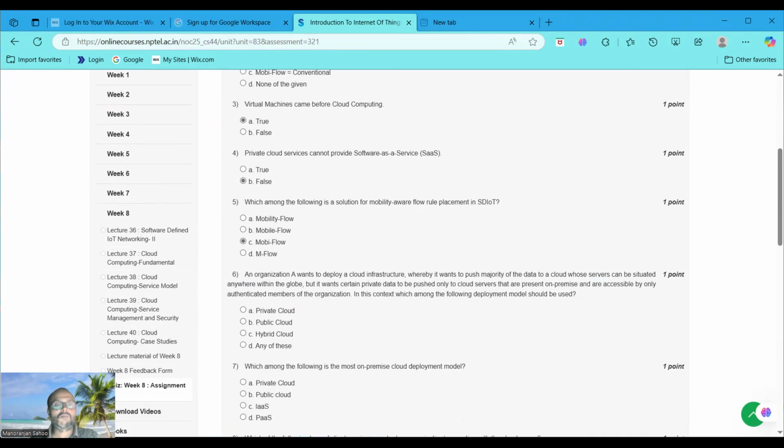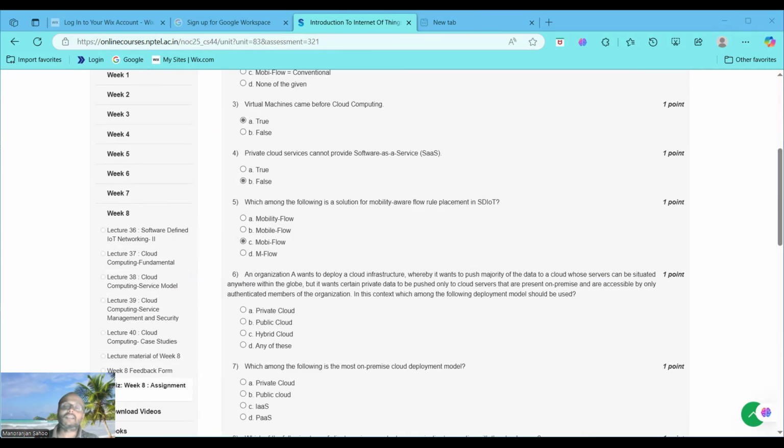Option C, MobiFlow, is the right answer because MobiFlow is an SDN-based solution for mobility-aware flow rule placement in software defined network IoT, SDIoT, software defined Internet of Things, optimizing resource allocation for mobile services. The other options appear to be misspellings or unrelated terms. That is, A, B, D are incorrect.